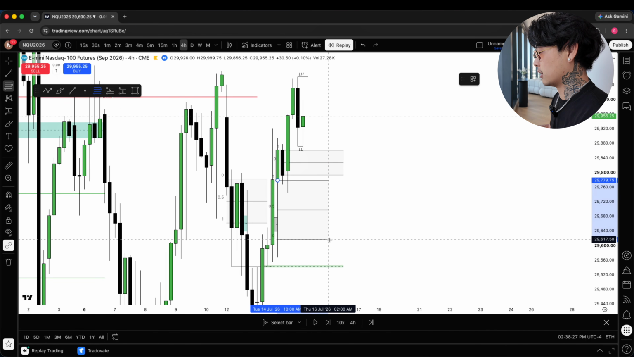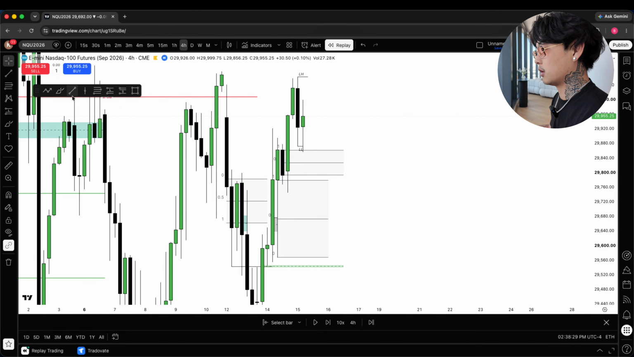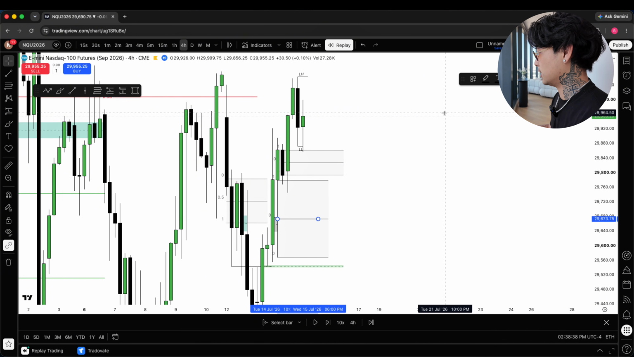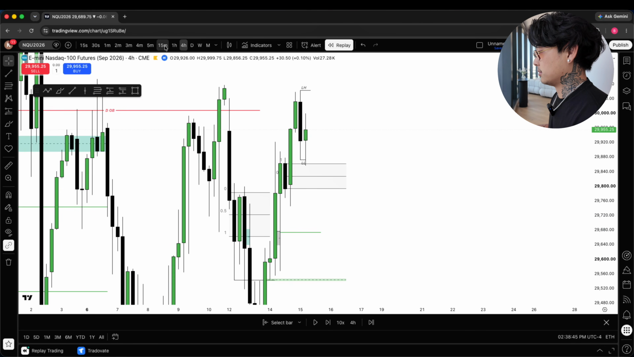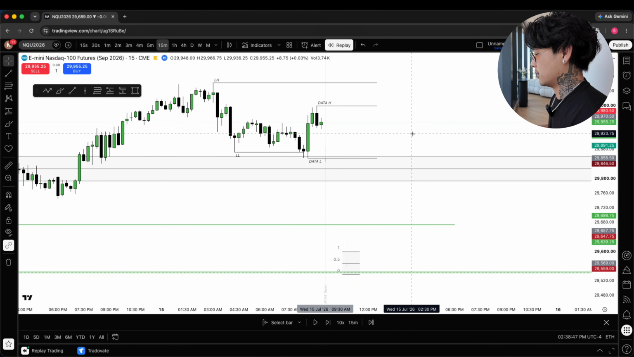And then other than that, we also had this wick CE right here on the 4-hour. So this was another potential level that price could use. But let's drop down to the 15-minute and we'll see exactly what happens.